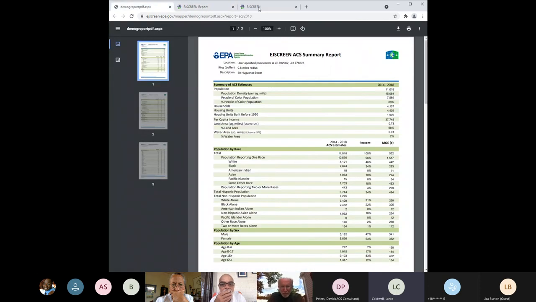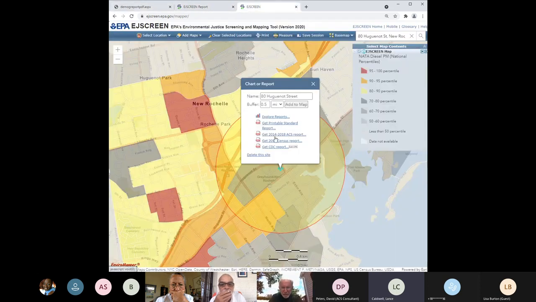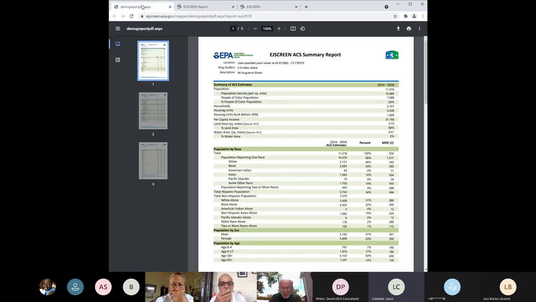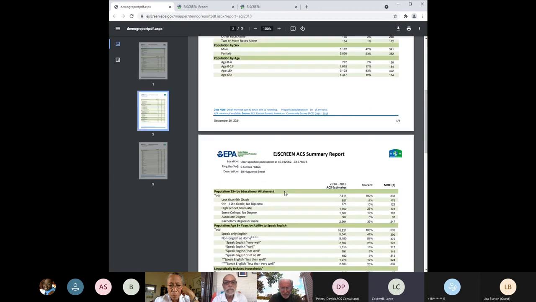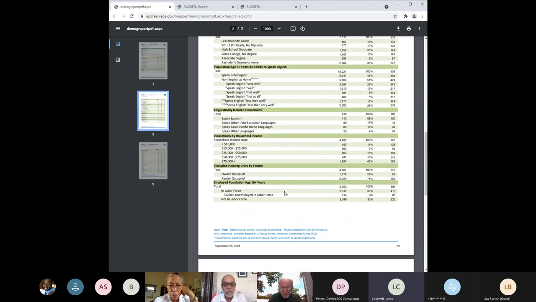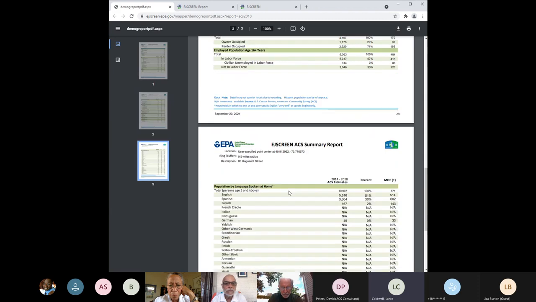Another thing that you can do is click this, get the ACS report. That's the American Community Survey. That's where EJSCREEN gets its demographic data. So if you click that, now you get a really more detailed and interesting view of who is living there. And so it has breakdowns of the number of people of color, the percentage, and what races live in this area, age, sex, education.